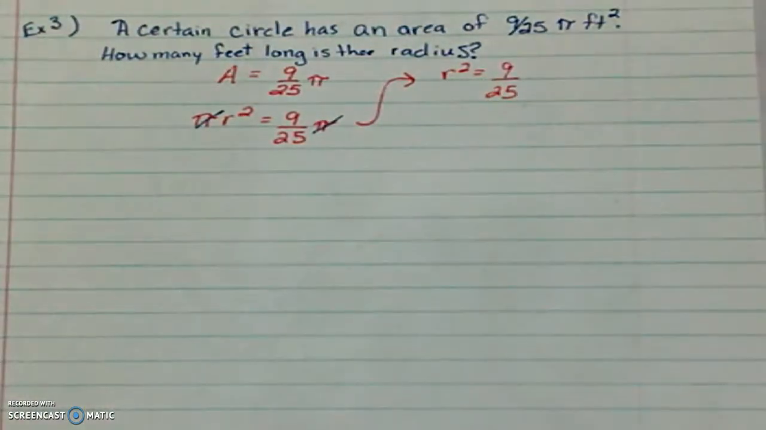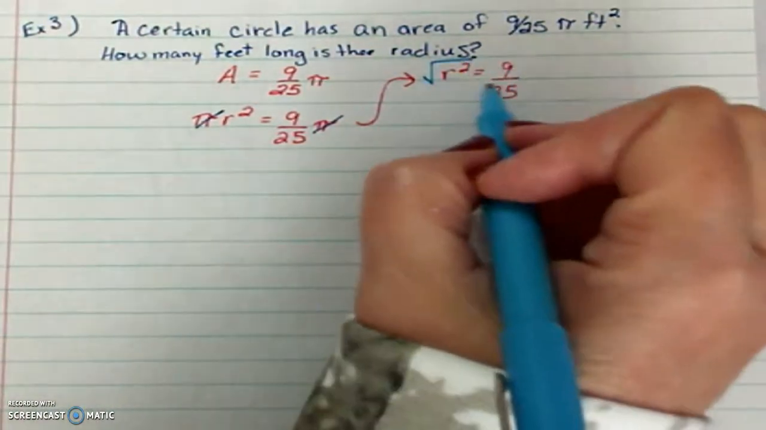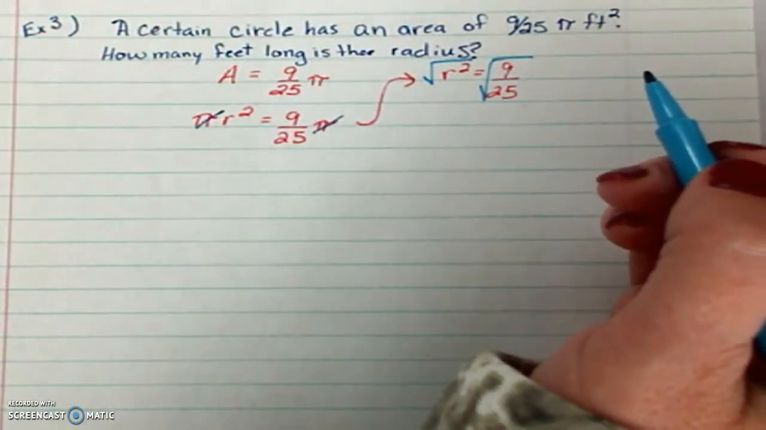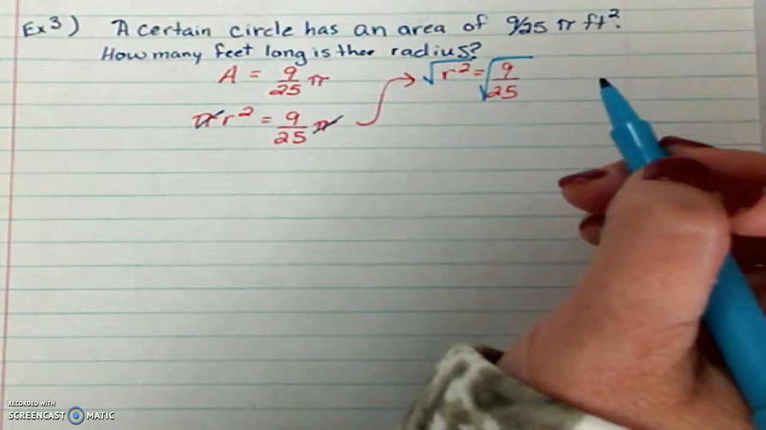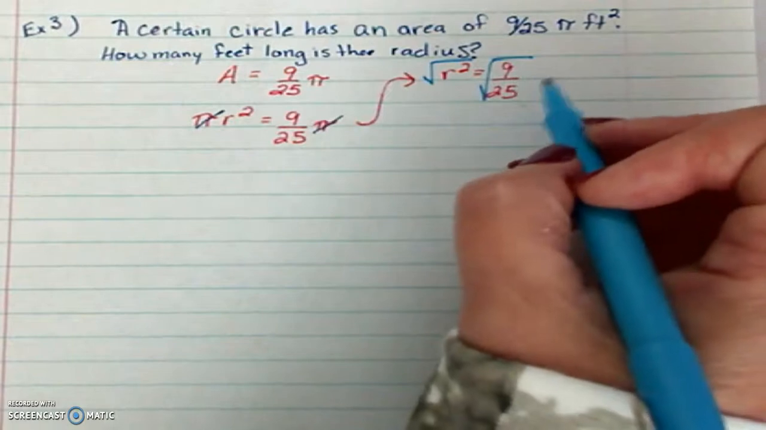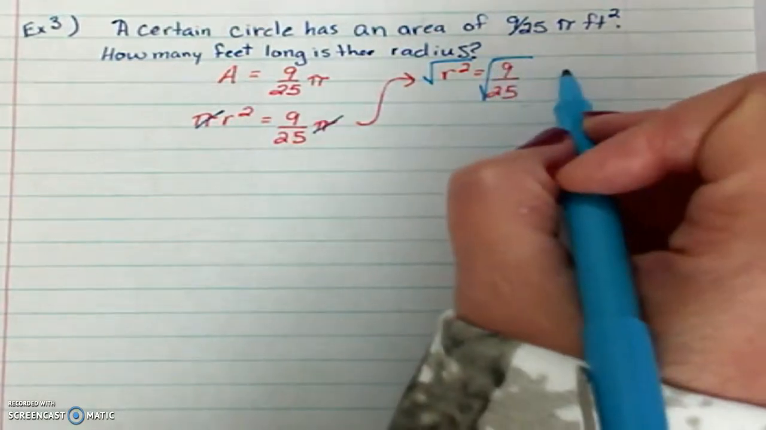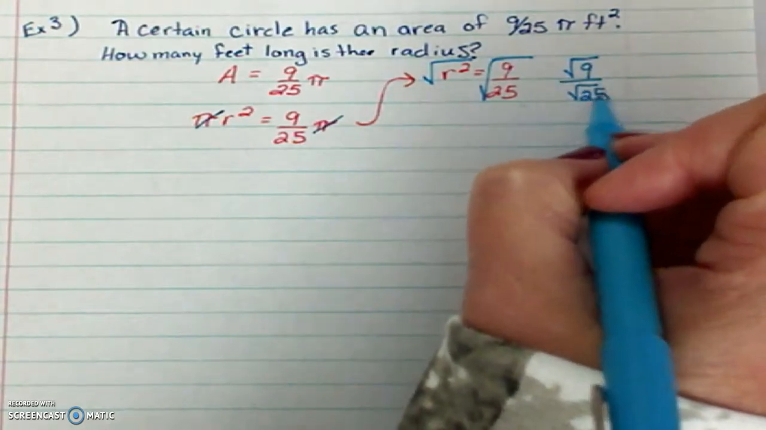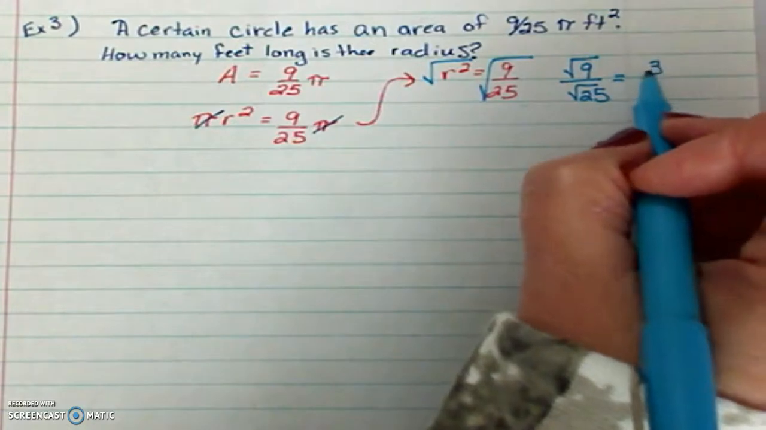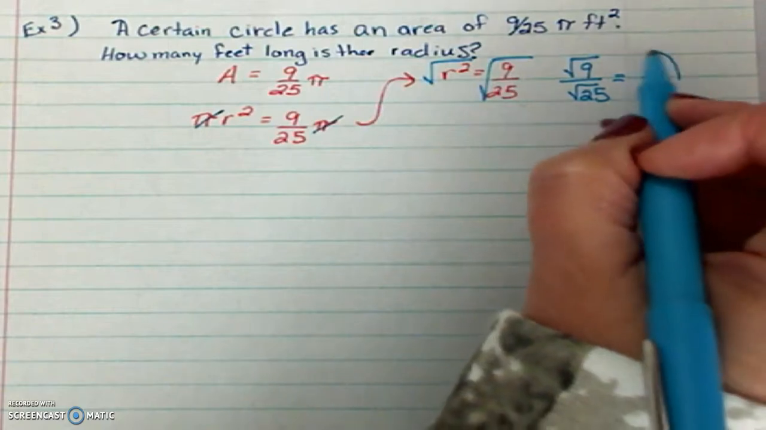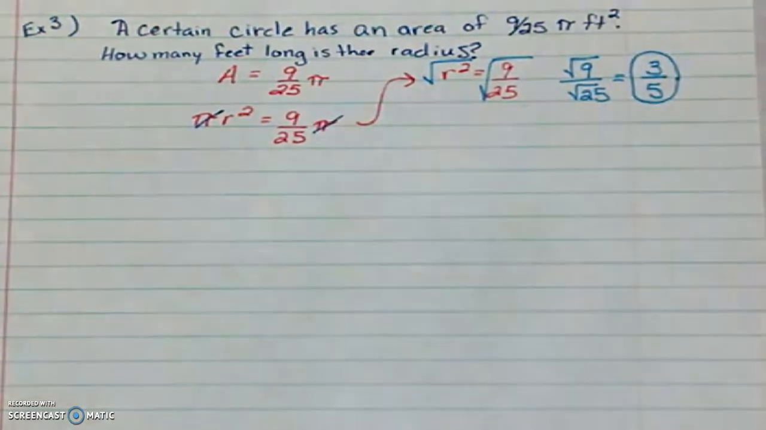Now, I've talked about how you solve this: you take the square root of both sides. When you take the square root, you really get plus or minus values. But we don't have a negative radius, so we ignore the negative for this particular problem because it's irrelevant. But when you take the square root of a fraction, you take the square root of the numerator over the square root of the denominator, and that's what I wanted to point out to you. And the square root of 9 is 3, and the square root of 25 is 5. So you would end up with 3/5 happens to be the radius.